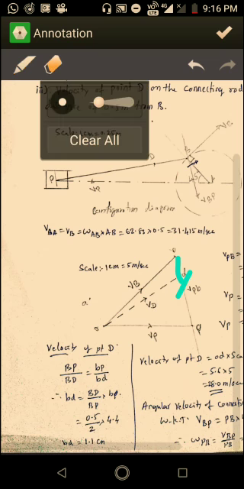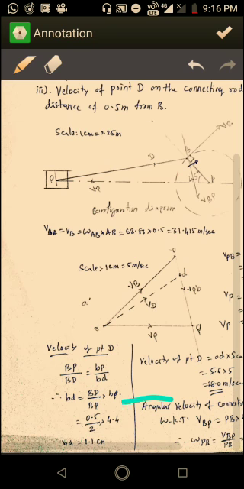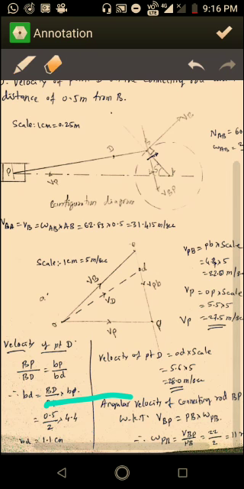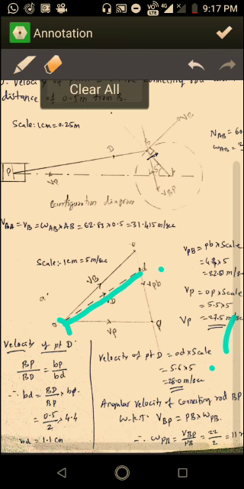After getting this point D, the velocity of point D is equal to AD. The velocity of D with respect to fixed point A will be equal to AD into scale. So 5.6 into 5, that is 28 meter per second, is the velocity of point D with respect to the point A. So the answer for the third question is completed.